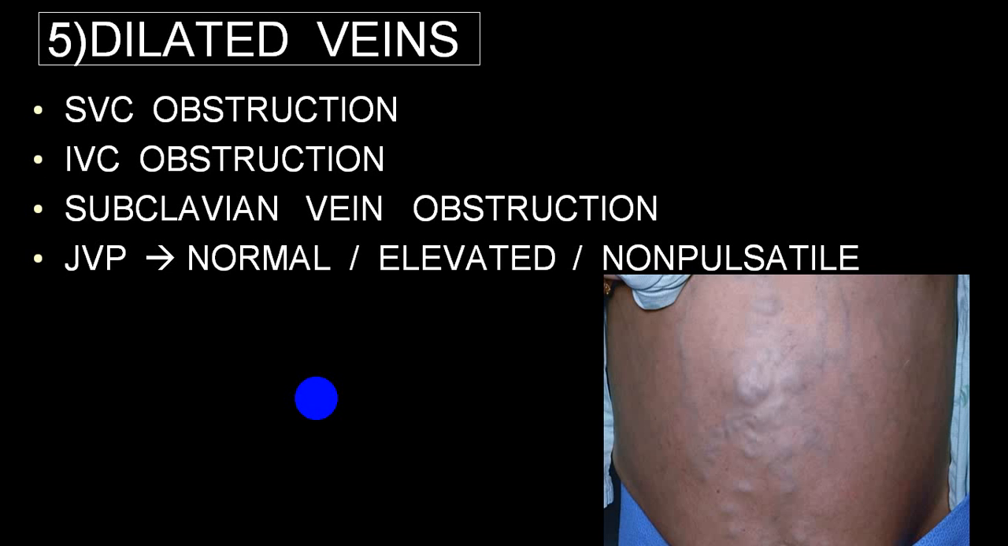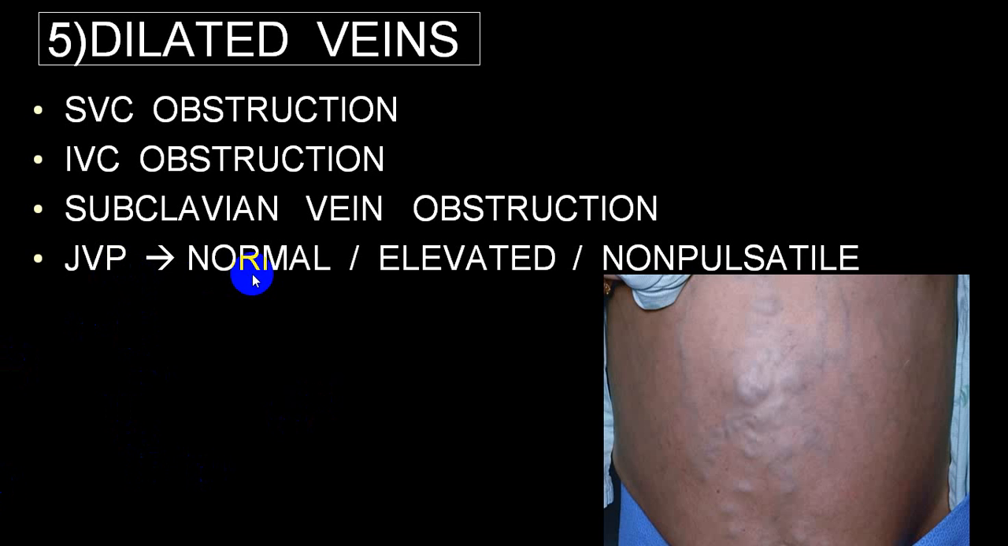In case of inferior vena cava obstruction, you will again have parallel dilated veins over the chest and abdomen. On palpation, you can find out the blood flow is from below upwards. You will have edema of the lower limb, ascites, oliguria. This will be in inferior vena cava obstruction. But there will be no puffiness of the face, no edema of the neck, no edema in the upper limb, and no dilated veins in the upper limb. This rules out superior vena cava obstruction.